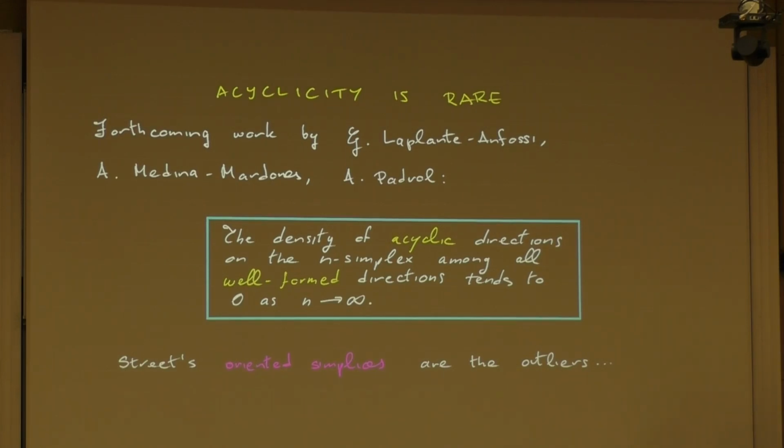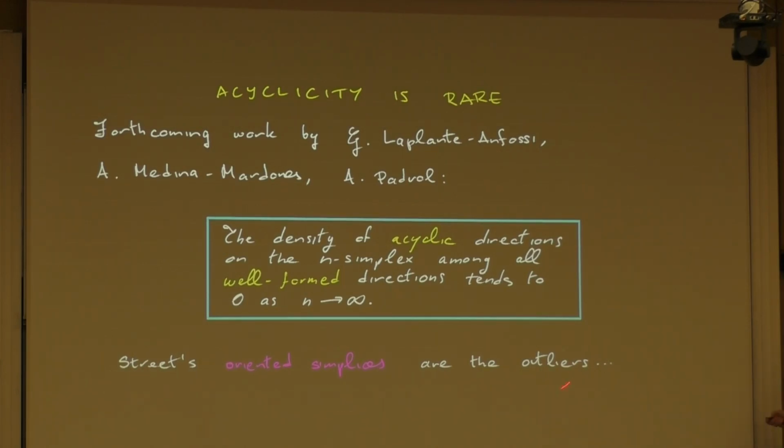And in addition to this, there is a certain sense that I only learned last week from Guillaume Laplante-Anfossi. This is forthcoming work together with Medina-Mardones and Padrol. They've also been looking at acyclicity on orientations which are of this Kapranov-Voevodsky type, induced by orientations on convex polytopes. Something that they've proven is that if one looks at all the orientations that one can put on n-simplices that are well formed, in the sense that they do define some kind of pasting diagram structure on an n-simplex, then the density of the acyclic ones tends to 0 as the dimension goes to infinity.